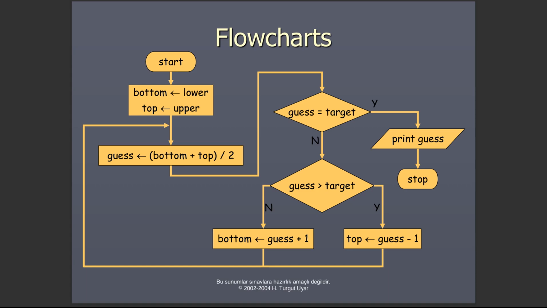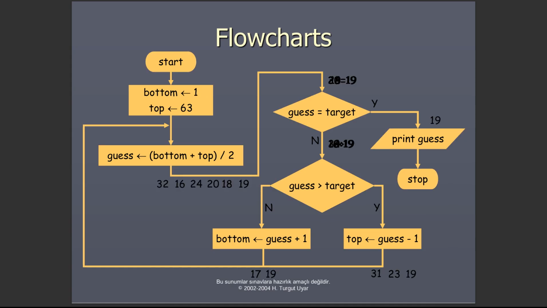Is our guess bigger than the target? If yes, we update top. If no, we update bottom. Then we go back and make a new guess. These arrows show how we keep looping until we find the right number.